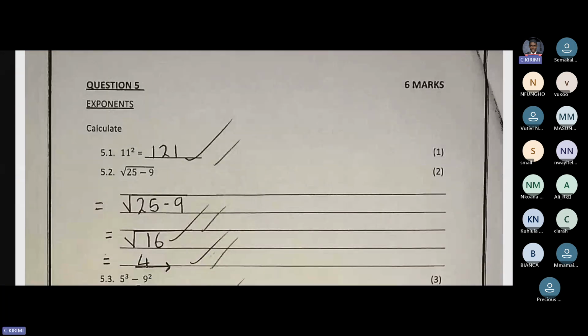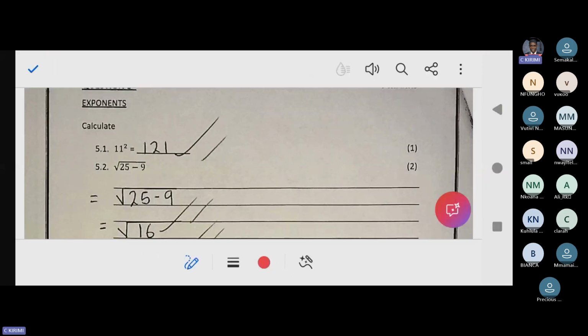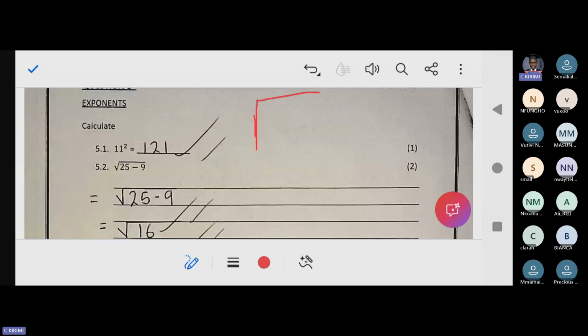Then for exponents, if you are given an exponent, which is 11 squared, 11 squared is just the same as a square, if you know a square. So it's a square and it's 11 here and it's 11 here. So they are saying 11 squared. What is 11 times 11? So they are referring to something which looks like this. It's a square. So 11 squared means 11 times 11.